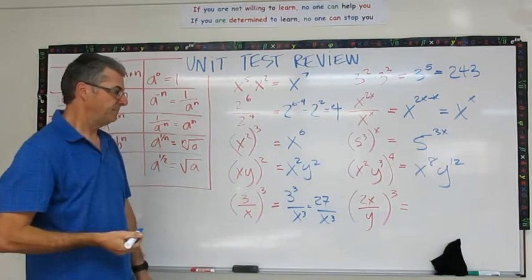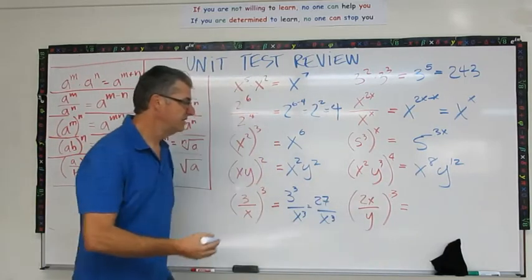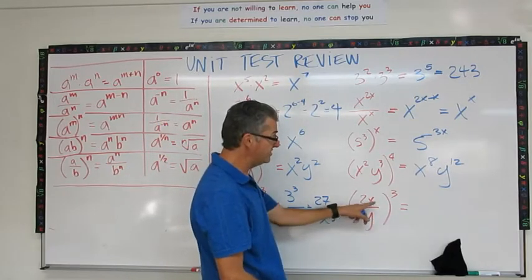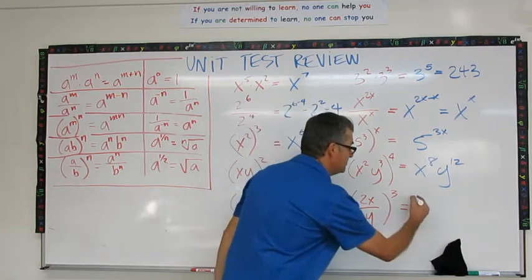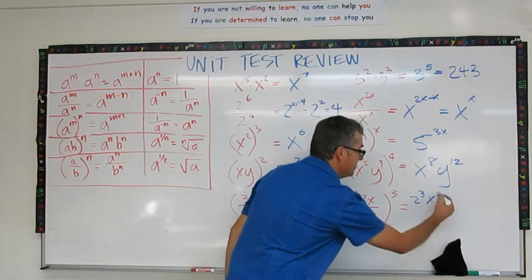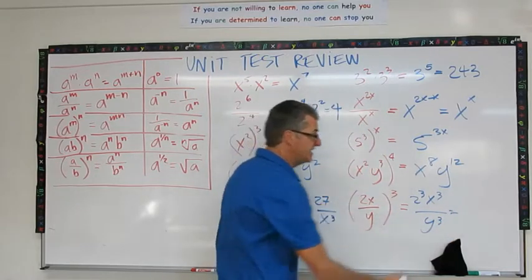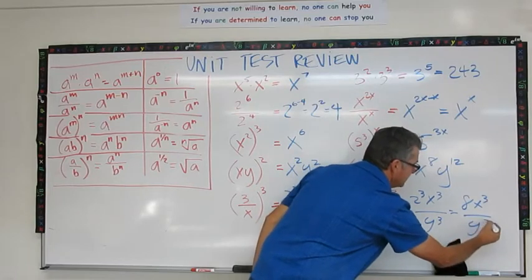Exponents are arising. Okay, same thing. I'm going to distribute this exponent on the quotient, so I'm going to get, now this is tricky. Don't say 2x to the 3rd, because the 2 also is getting the power on it. So it's 2 to the 3rd, x to the 3rd, over y to the 3rd. And we know what 2 to the 3rd is. That's 8. So it's 8x to the 3rd over y to the 3rd.